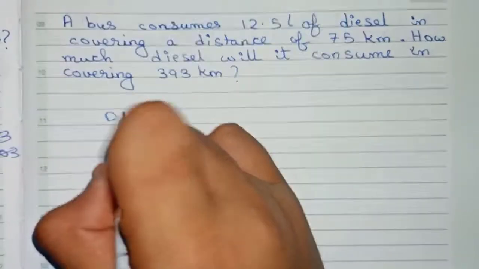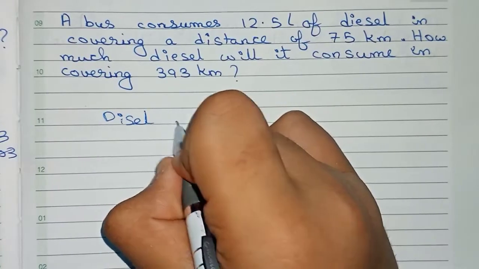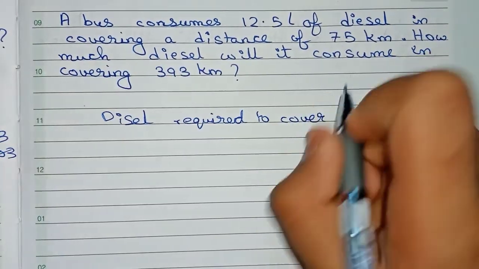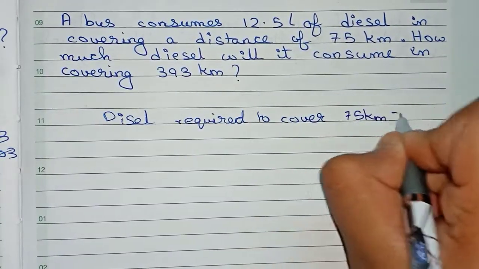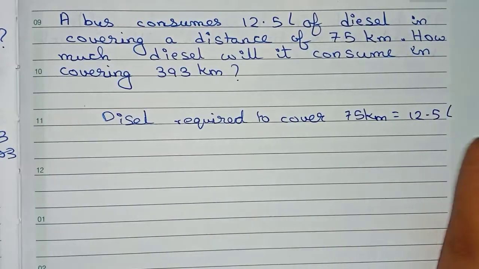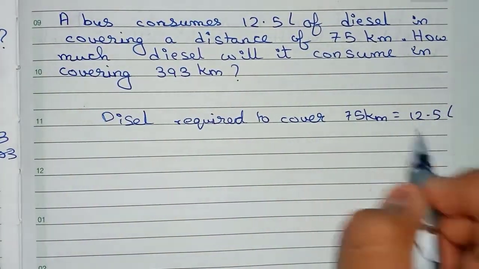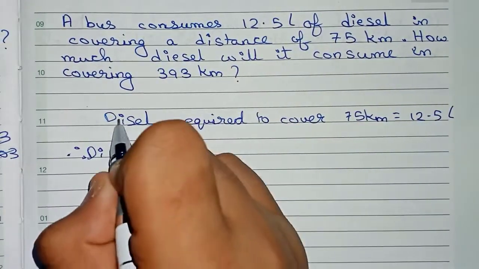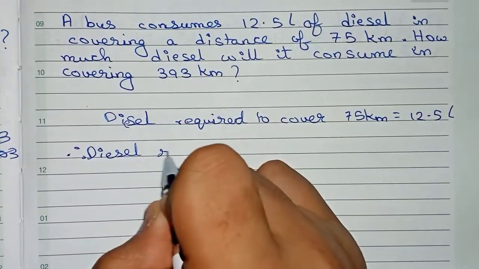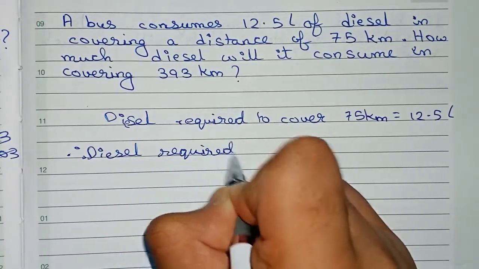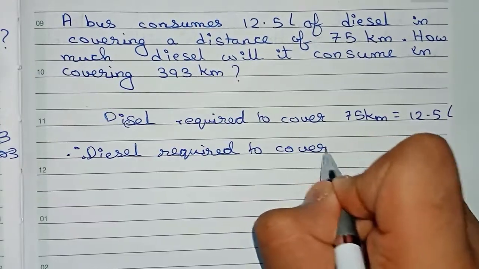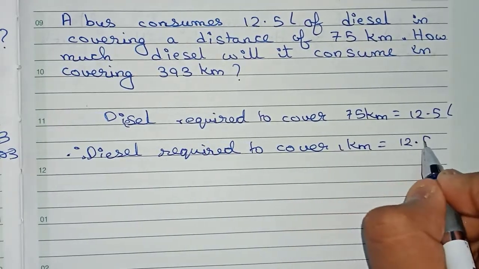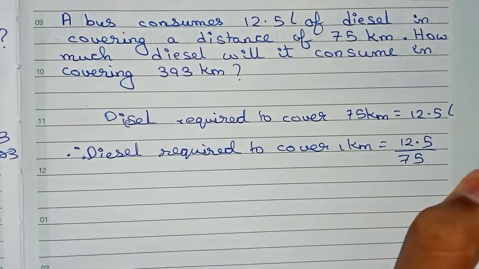Like we write, the diesel required to cover 75 km equals 12.5 liters. So like this our statement will be, and the amount of diesel is at the end of the statement, that means after the equals to sign. So now, therefore, diesel required to cover 1 kilometer: 75 will go for division, that means it will become 12.5 by 75. So we keep it like this only for now.